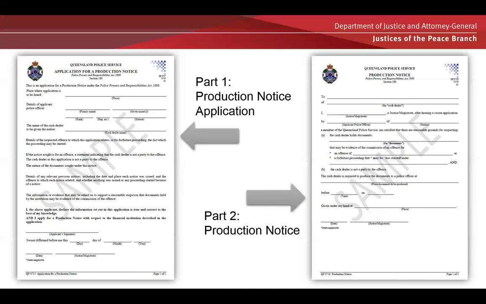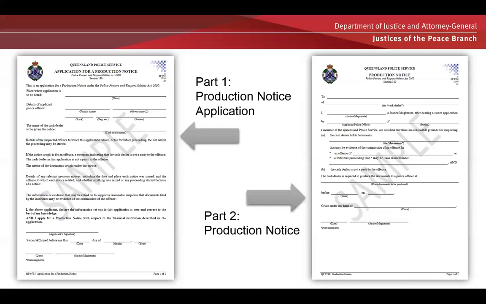And then, as I mentioned at the very beginning, a statement on there which indicates that the cash dealer is not party to the offence. And one other thing that the legislation does require, if police have issued a production notice in the past year to that same cash dealer, they have to disclose the full history of any previous notices.